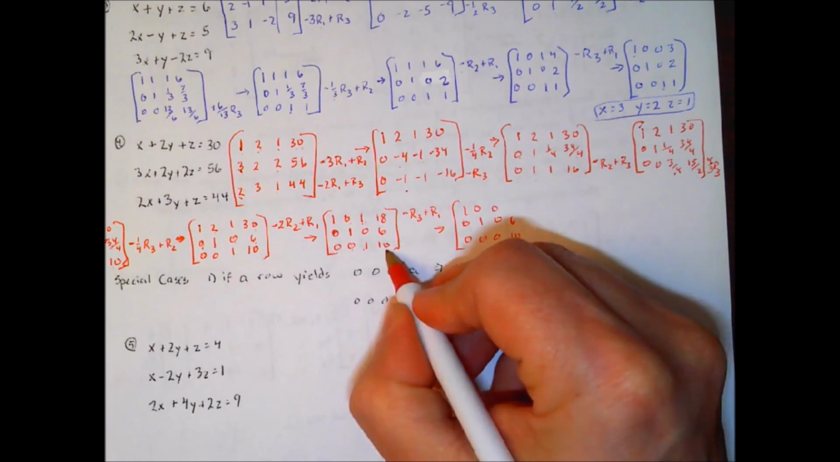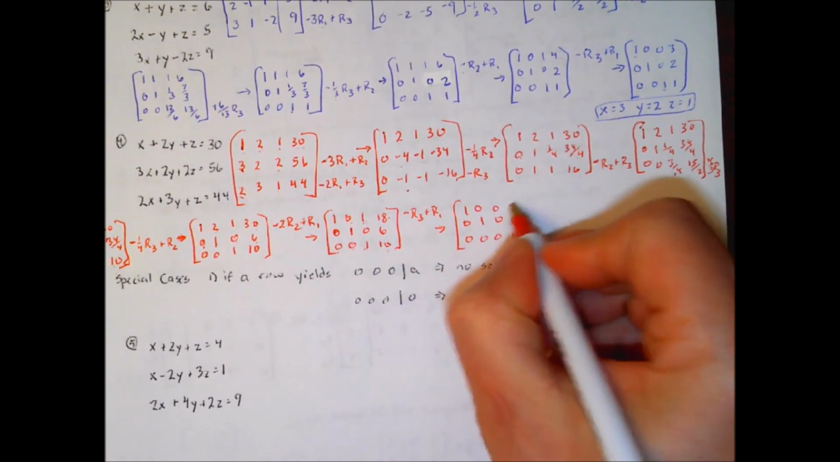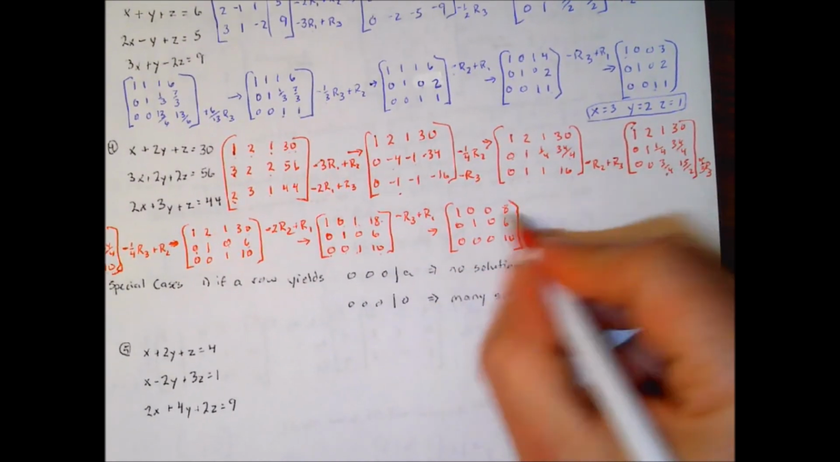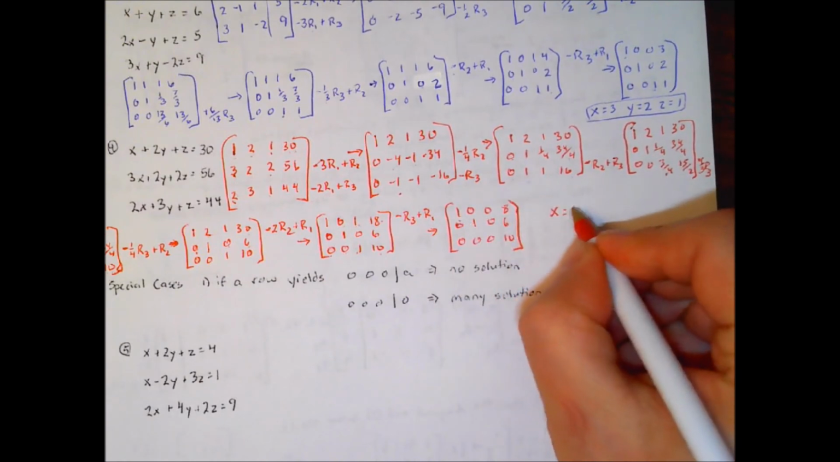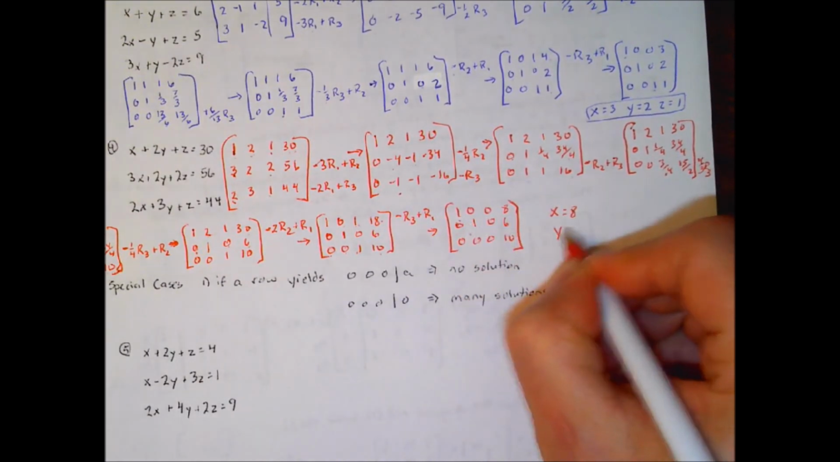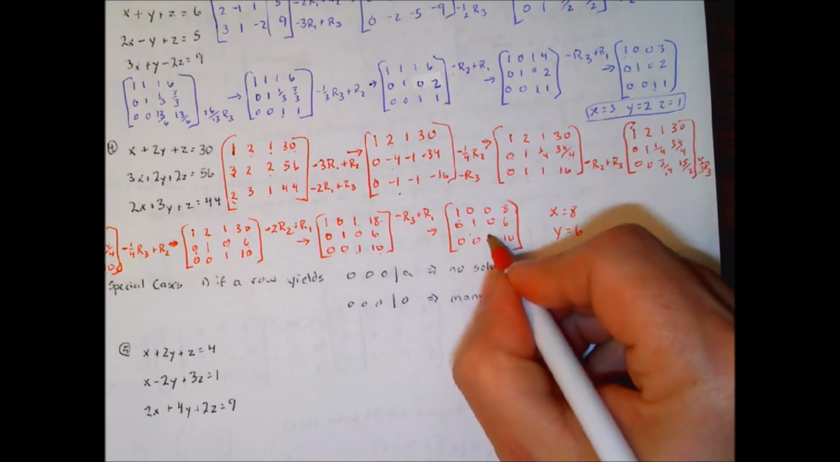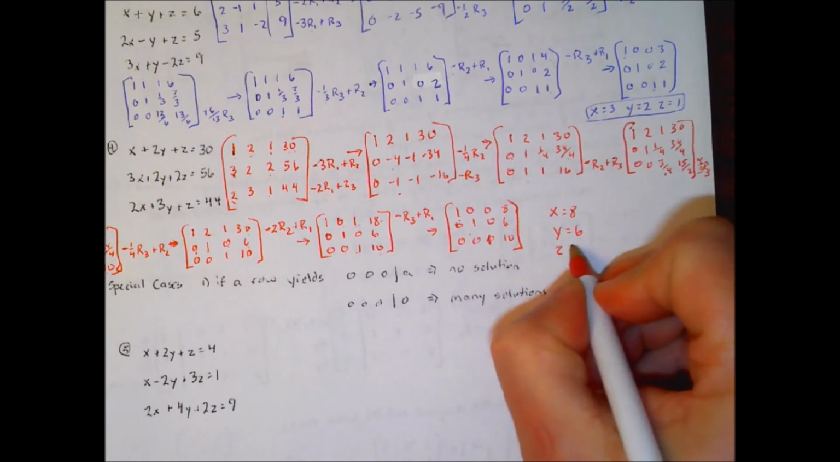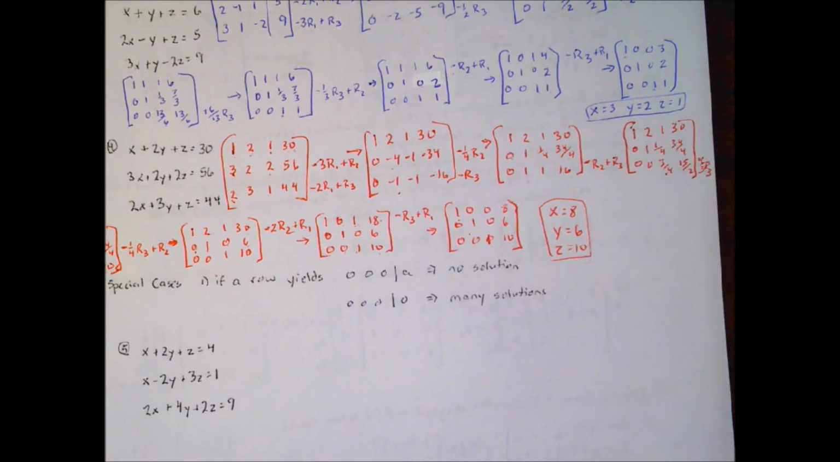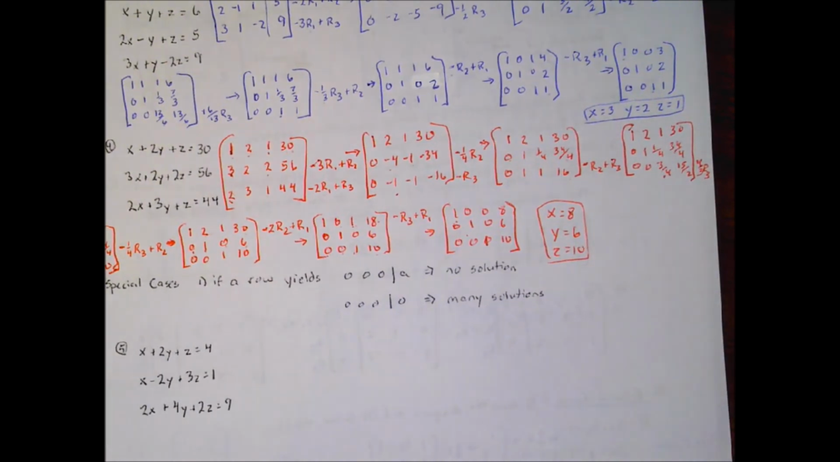So now I know that x is equal to 8, y is equal to 6, and z, whoops, there should be a 1 there, z is equal to 10. Okay, that's the reduced row echelon form. I will also show you how to do this in Desmos here in a little bit too.